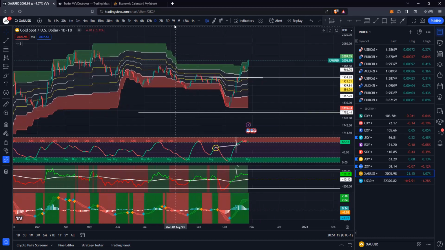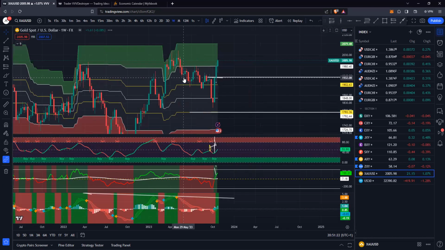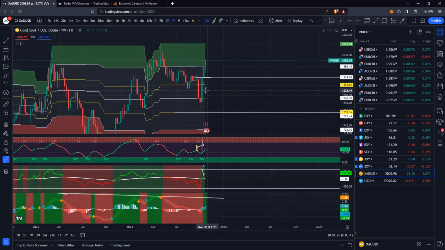Okay, and everything is pointing to the upside. So you see everything is in green on daily basis. On weekly basis, everything is in green. So I would say, yeah, it's going up. But there is the but.